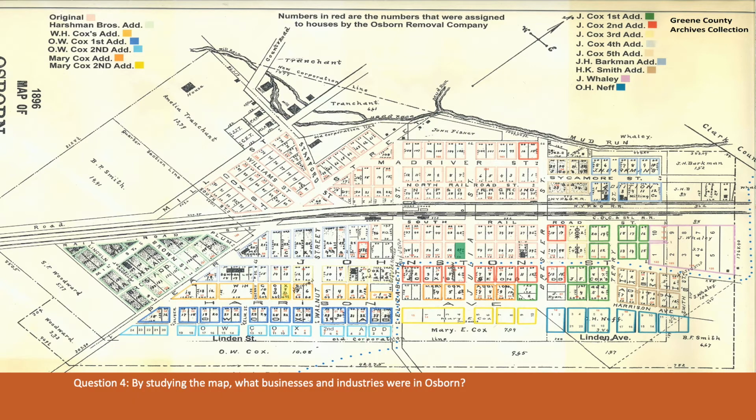Question 4. By studying this map, what businesses and industries were in Osborn? So we're only looking for things that are actually identified on the map. So keep that in mind. And I'll give you a hint. There's some main ones that run right through the center of town.